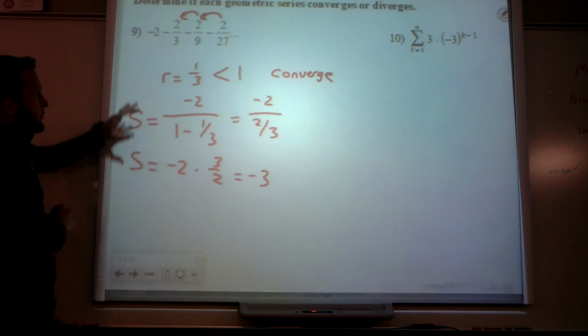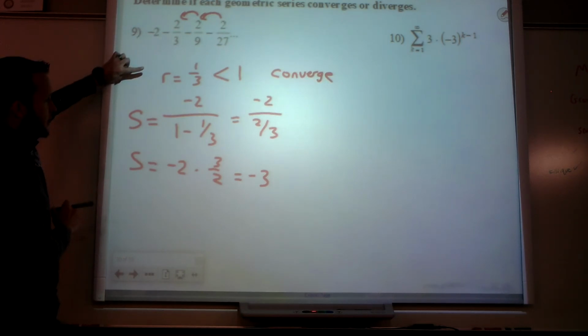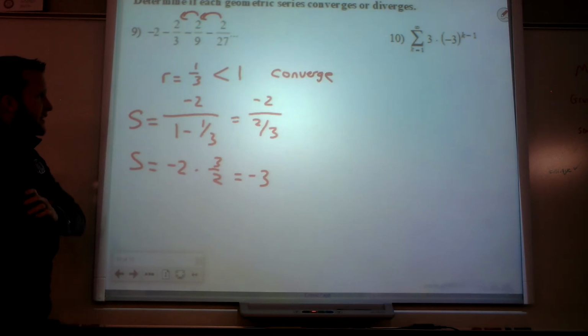Does the idea, though, that if the ratio is less than 1 it converges make sense? I hope so. And if so, you can just plug it in and get an answer.